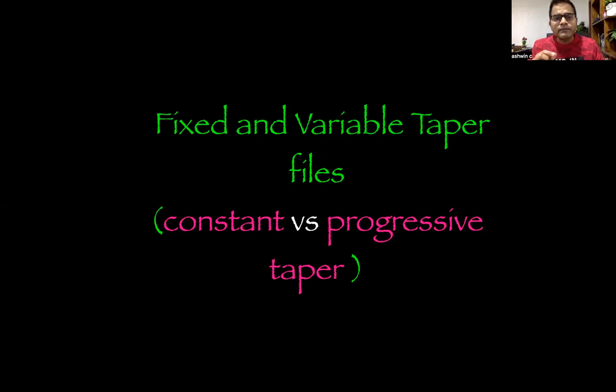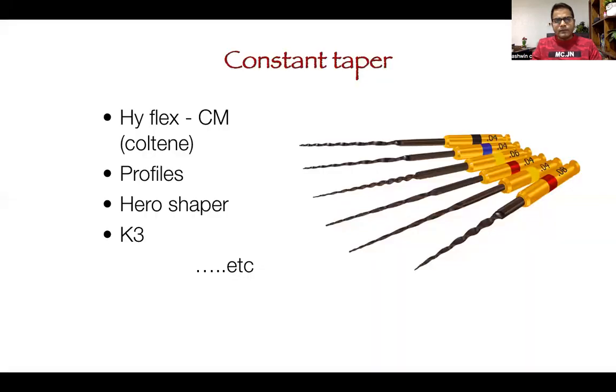So that is the advantage of progressively taper file. According to me, you should have both types of files in your kitty. Even if you are comfortable with the constant taper file, at certain times you require a progressively taper file in your kitty. It doesn't mean that you cannot prepare the canal with the constant taper. You can definitely go ahead and prepare the canal with the constant taper, but you may require a few more files for the preparation.